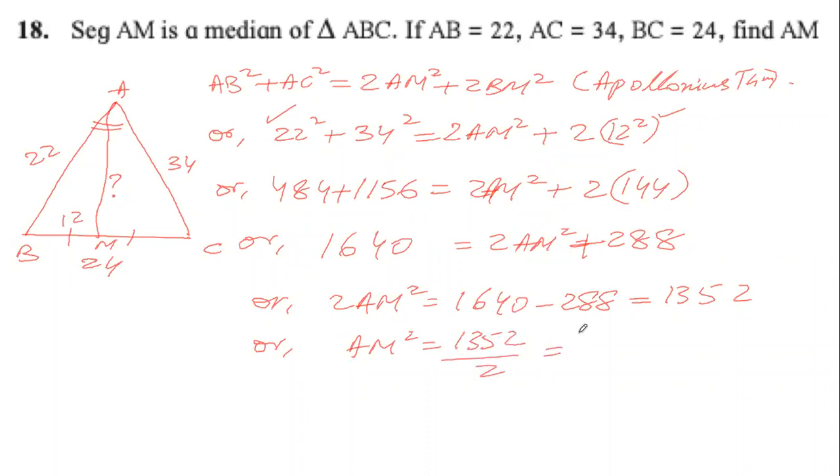When we divide it, we get 676. Now, when we have to take the square root, once again, if you remember the squares, if you have practiced, this square root will be 26. That is the answer. If you don't remember this, then you will have to calculate the square root either by factorization method or by the long division method.